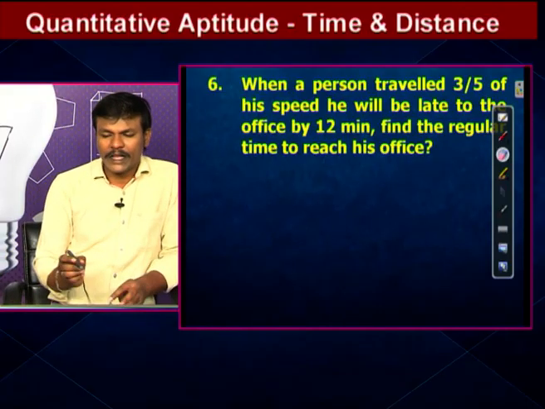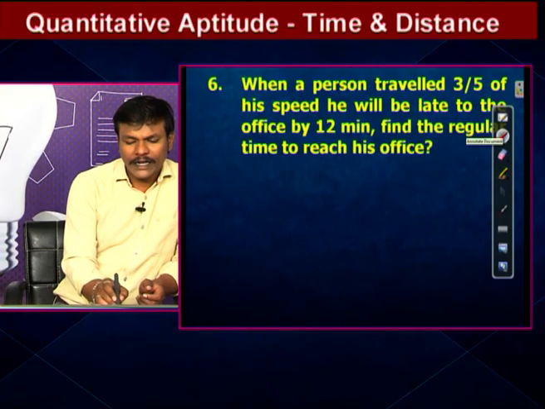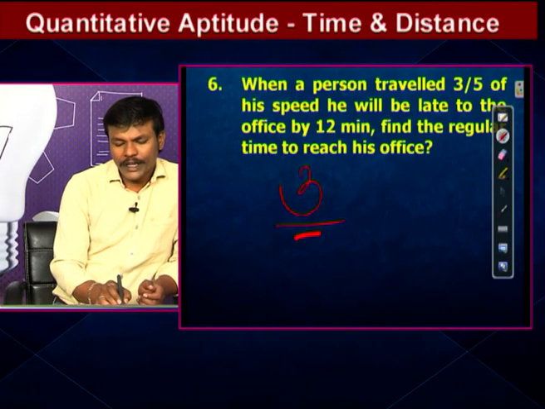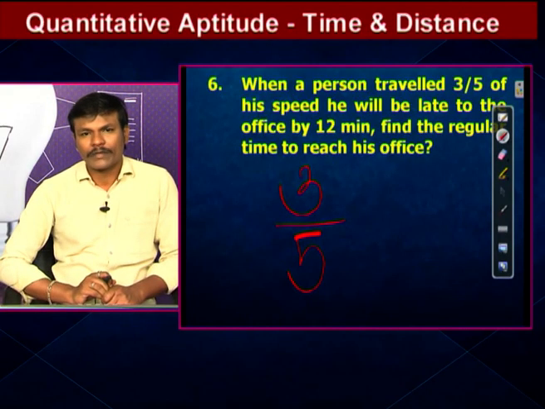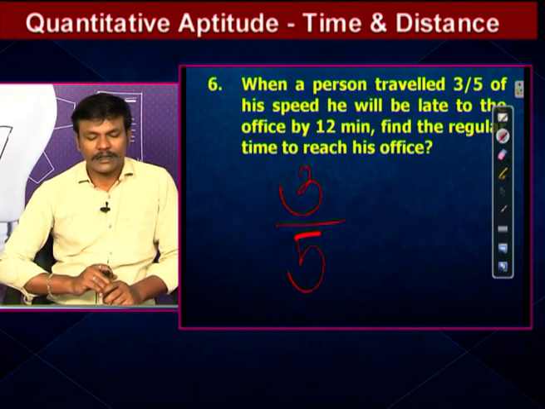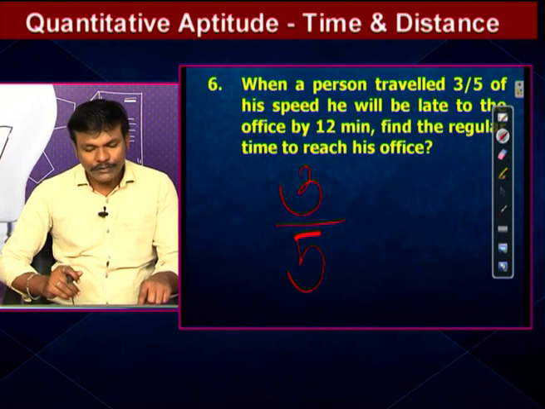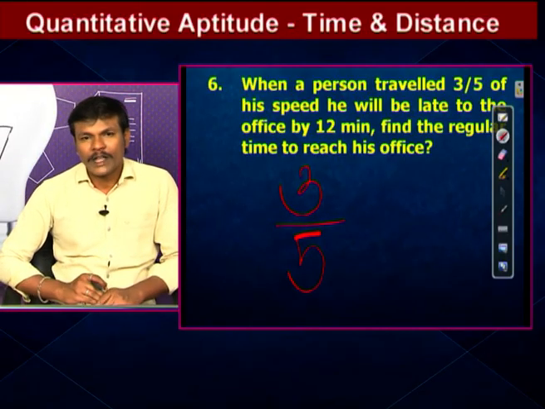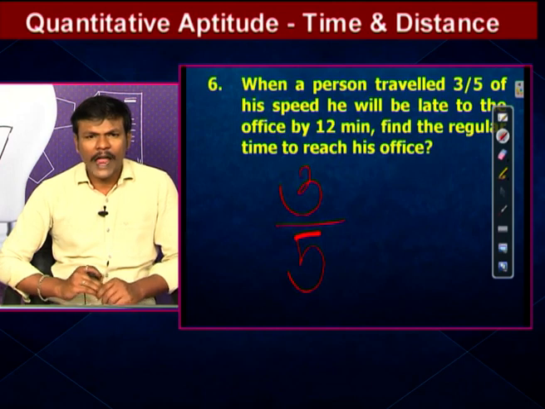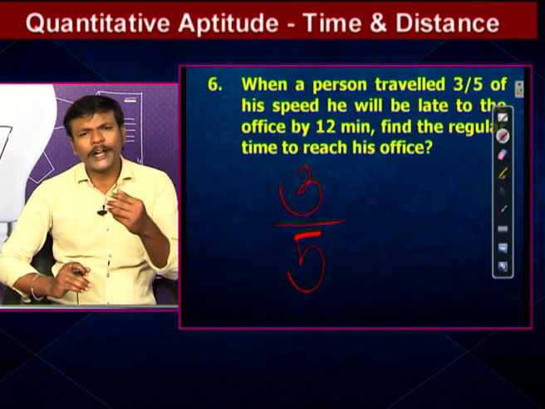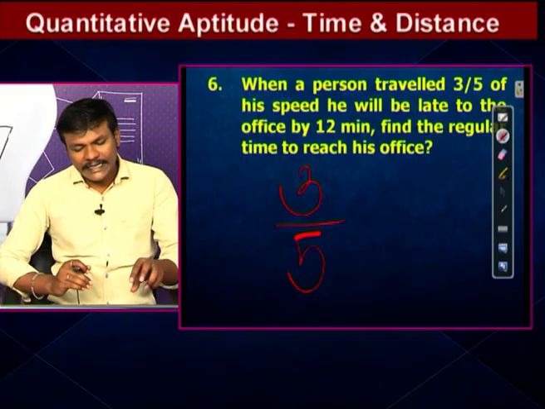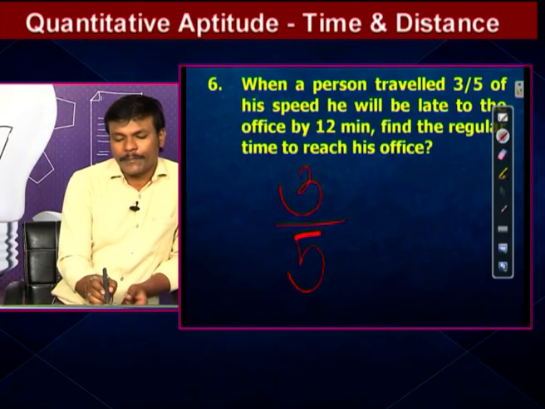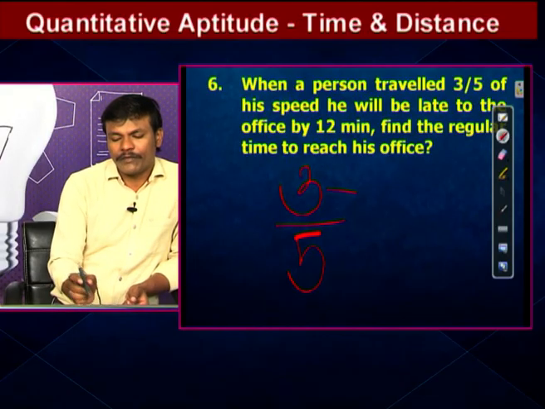And that means, in his regular speed, out of 5 parts, he is going with only 3 parts of speed, and he will be late by 12 minutes, because his original speed is 5 parts, now he is going with 3 parts of speed, speed will decrease. When the speed decreases, generally he will be late to his office. So, this fraction 3 by 5 is converted to the time, how is it? It becomes 3 parts.